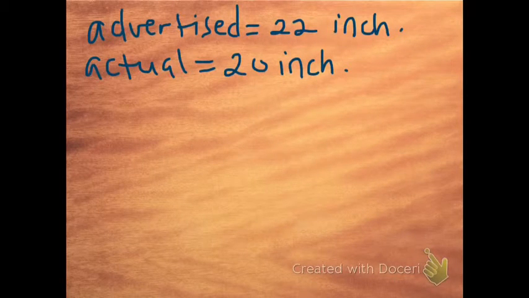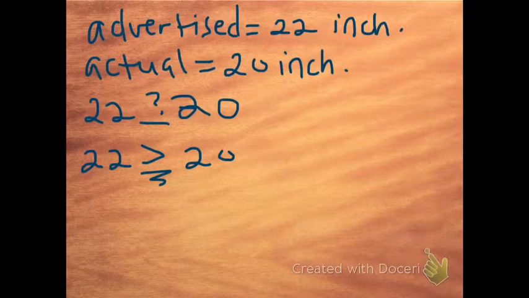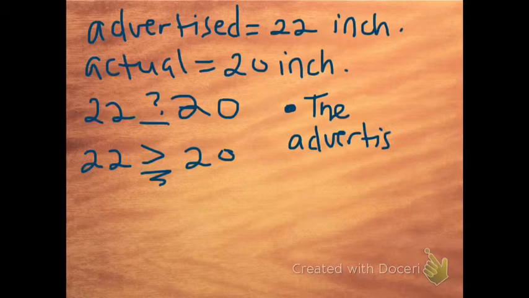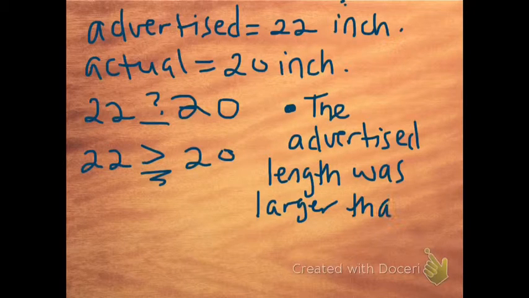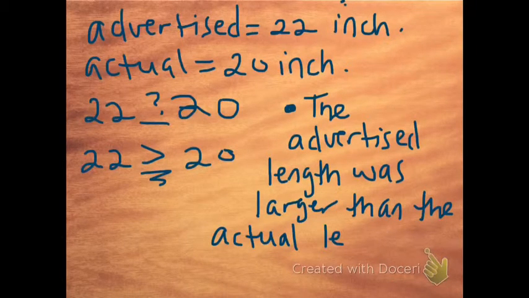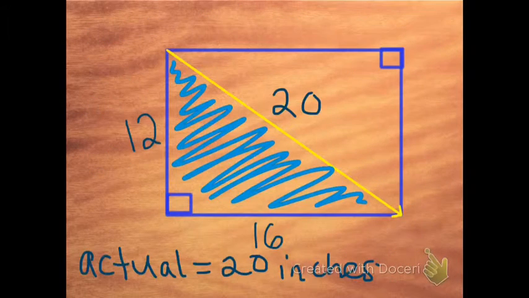What does that mean? Well, what does 22 mean to 20? Well, that means that 22 is larger than 20. So, to explain that, we would say the advertised length is larger than the actual length of your TV. So, the advertised length was incorrect. Therefore, you had actually found the correct dimensions of your new TV. Enjoy!